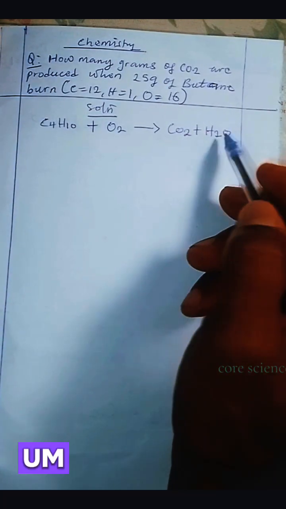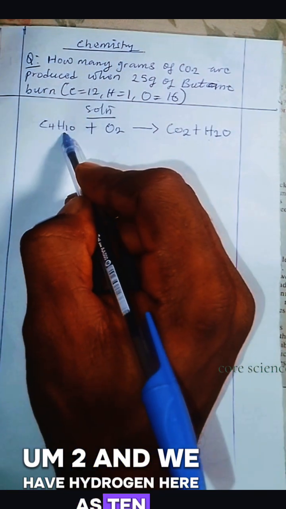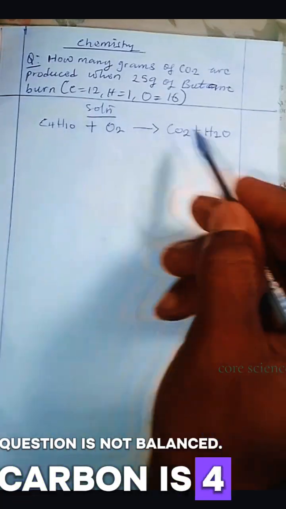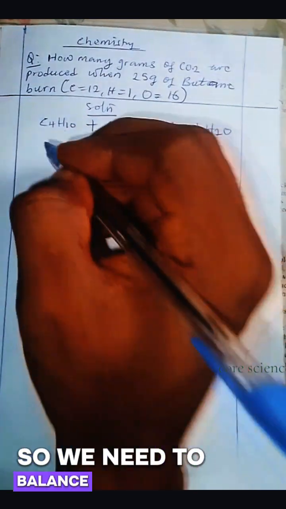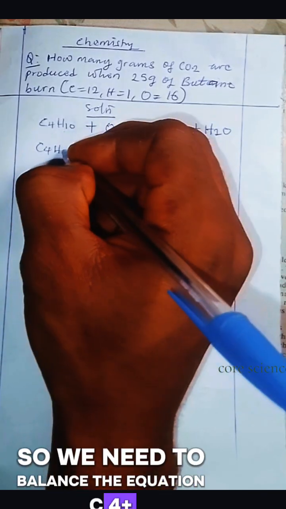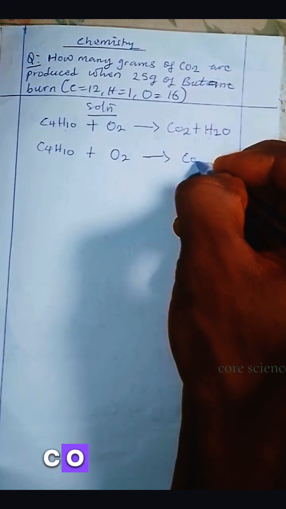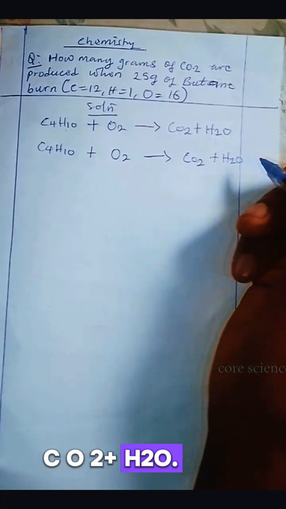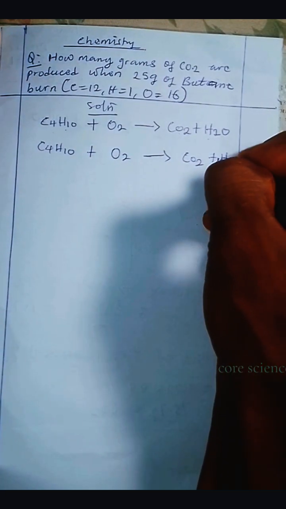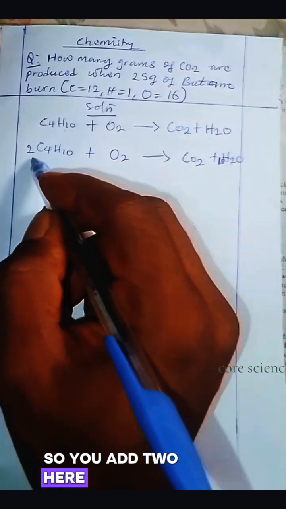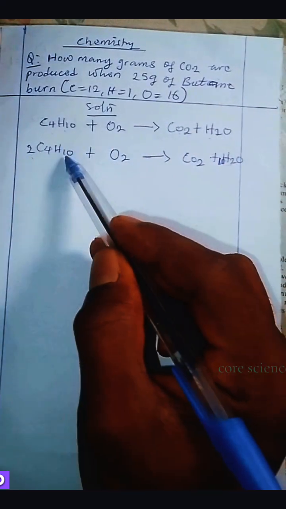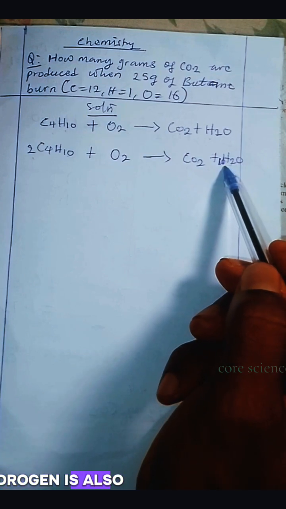So since we have hydrogen here as 2 and we have hydrogen here as 10, the equation is not balanced. Carbon is 4 here and carbon is 1. So C4H10 plus O2 gives CO2 plus H2O. Since hydrogen here is 10, we're going to add 10 here. And when we add 10 here, hydrogen becomes 20. So you add 2 here. 2 times 10 is 20. So hydrogen is balanced here, and hydrogen is also balanced here.